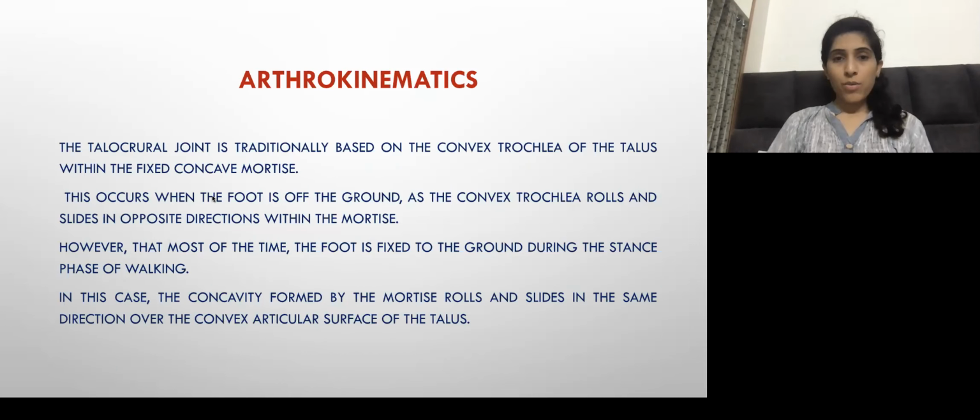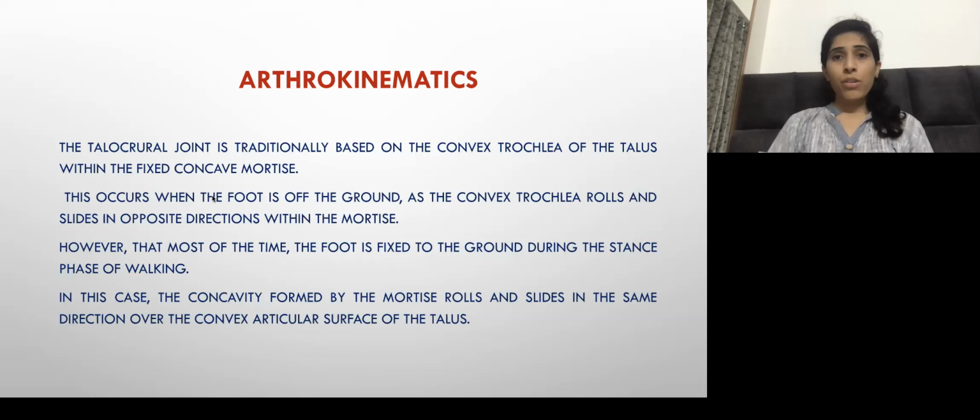So today we are going to see the arthrokinematics. As we all know, whenever we talk about arthrokinematics, it includes the motion which occurs in the joint surfaces, that is the rolling, sliding, or spinning type of motion. And whenever we talk about arthrokinematics, we have to consider the concave convex rule.